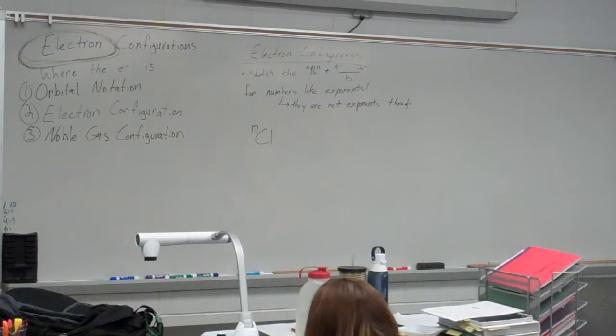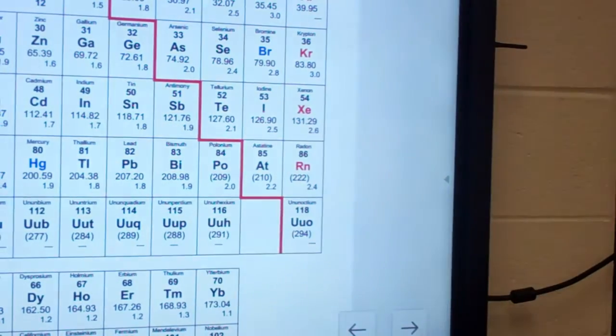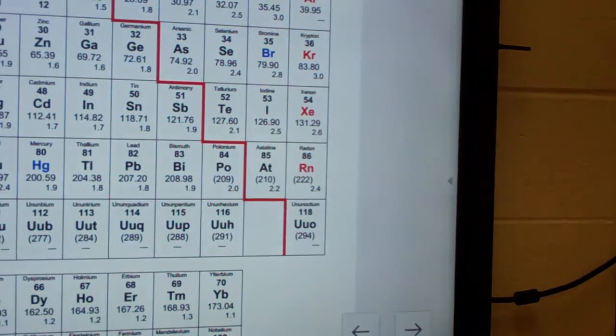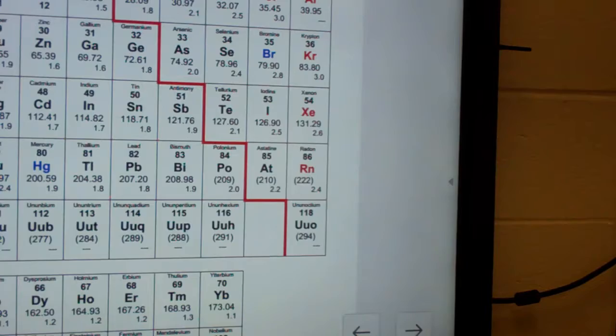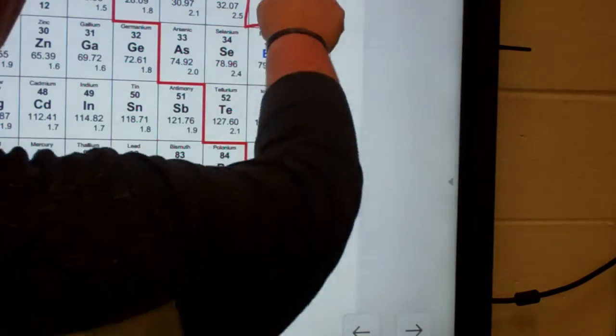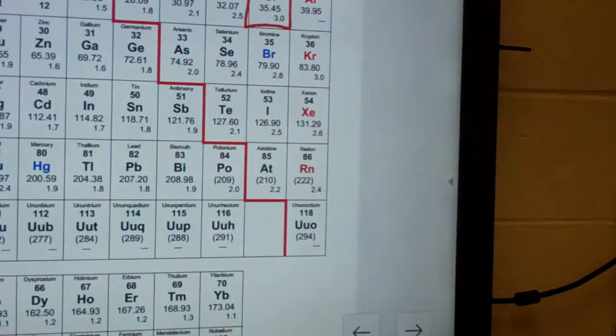Here's what you do. You do what you did before. On the periodic table, you find your stopping point. So where are we stopping? Chlorine, number 17. Here's chlorine. Mark down where it stops at. So I'm in the third row, which block? So it means it's 3P. How far in did I go?